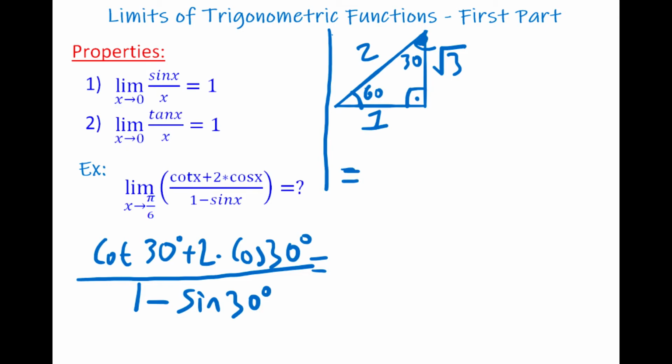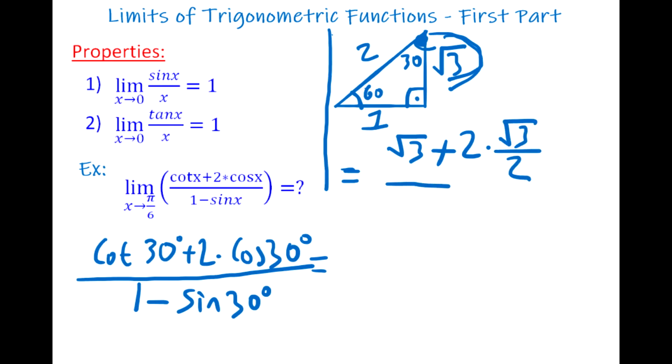Okay guys, from here I'm going to just evaluate the trigonometric functions. Cotangent 30 degrees. If you look at the situation from the 30 degree angle, it is adjacent divided by opposite. So it's going to be square root of 3 divided by 1, which is square root of 3 guys. Plus 2 times cosine 30 degrees. Cosine is what? Adjacent, which is square root of 3, divided by hypotenuse, which is 2. So it's going to be square root of 3 divided by 2 guys. Divided by 1 minus sine 30, which is opposite divided by hypotenuse. So we're going to have 1 divided by 2 from here.